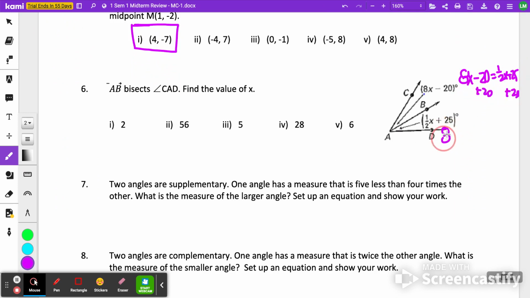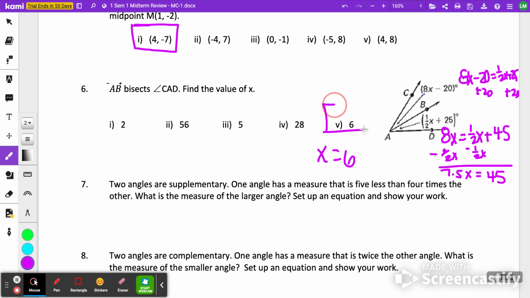So I get 8x equals 1/2 x plus 45. And then I'm going to subtract 1/2 x from 8. That's 7.5. So I'm going to write 7.5x just for the sake of simplicity, is equal to 45. Then we're going to divide 45 by 7.5, and we're getting x equals 6.